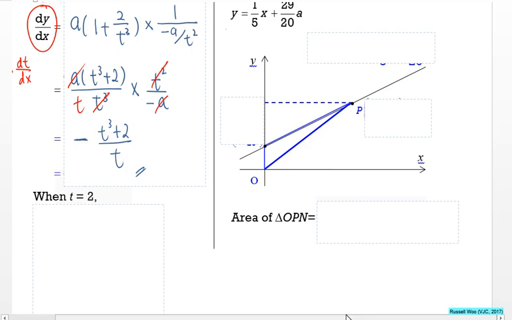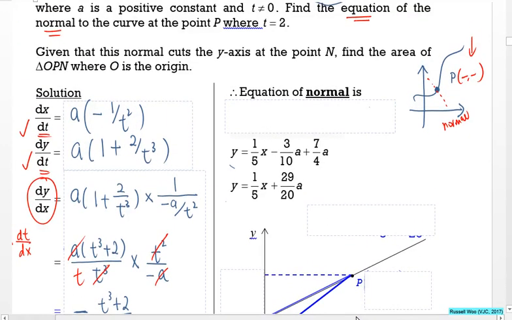But before that, sorry, I also need to find these two, right? At t equals 2, at this point, what is the x coordinate and what is the y coordinate? I need to know these two.